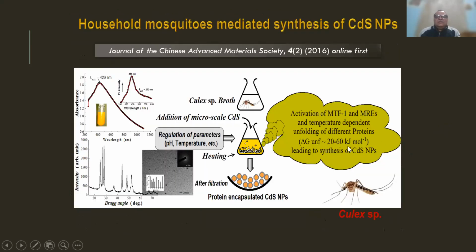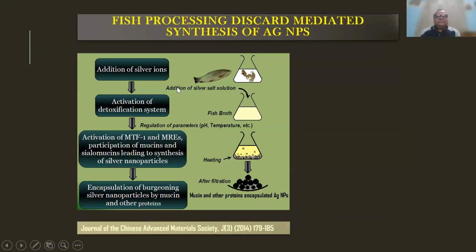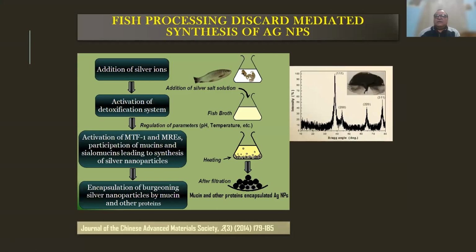The story continues with Culex mosquito. Ten Culex mosquitoes, dead, sacrificed, and boiled, and we got silver nanoparticles, quantum dots, and other things. We had also synthesized silver, but we have reported only quantum dots. Fish processing discard, you can see only the guts of the fish. And then similar is the story. Tropomyosin is playing the game, then metallothionein is playing the game, and we are getting what we aim to get.